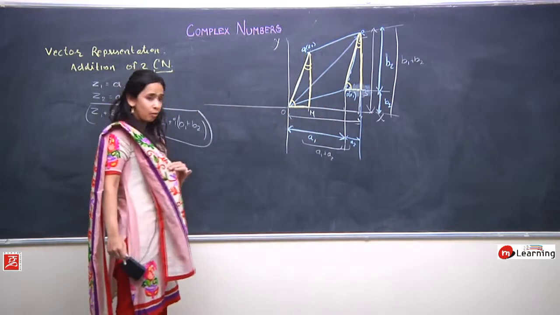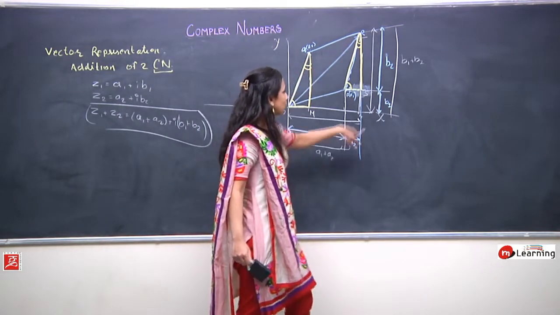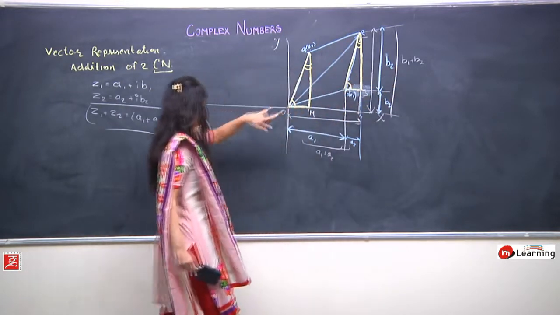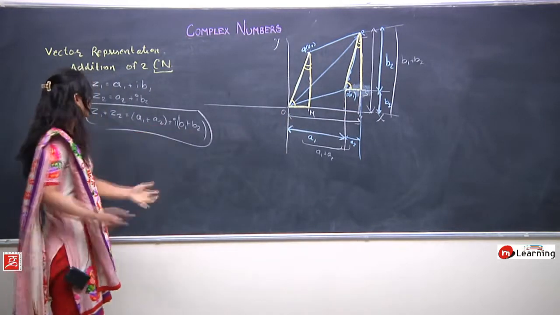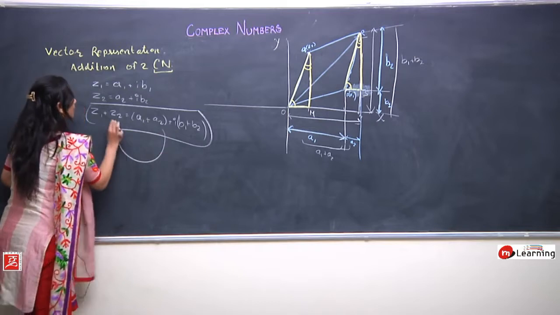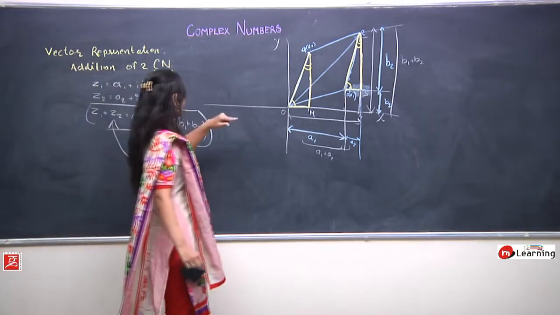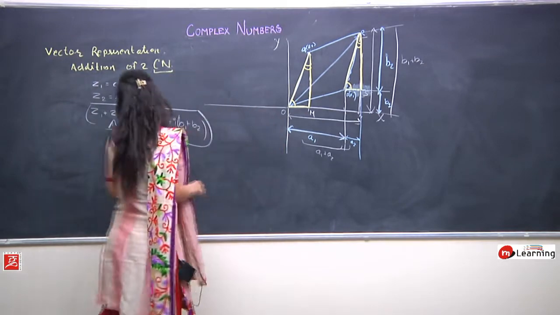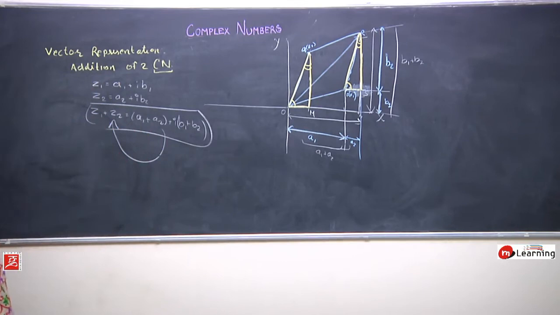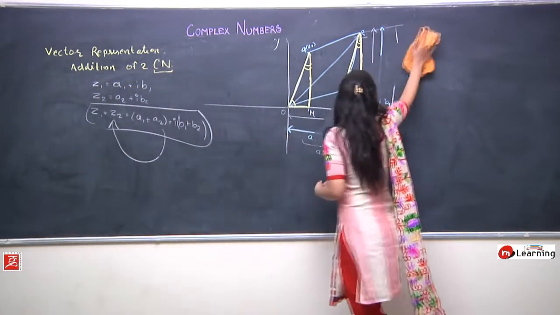Thus we have proved that this point R has coordinates a1 plus a2 and b1 plus b2, and thus it represents this complex number (a1 plus a2) plus iota (b1 plus b2), which is nothing but the addition of z1 plus z2. Thus we have seen how we can represent addition of two complex numbers on an Argand plane. I hope everyone is comfortable with this representation.